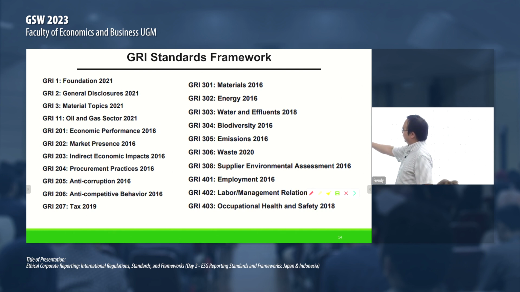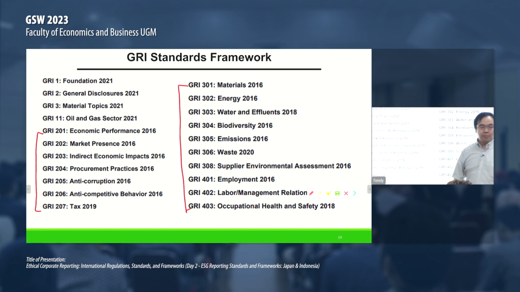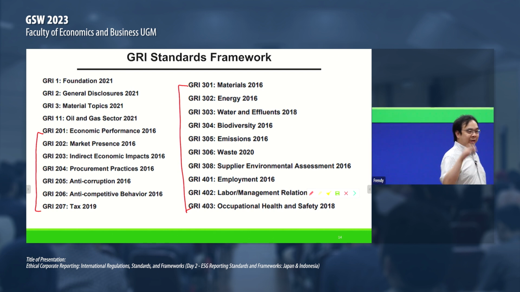So try to look at these topics based on GRI. Did you notice any pattern? Or is it just a random list?